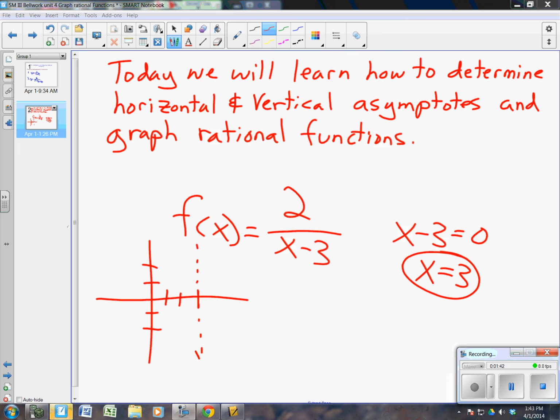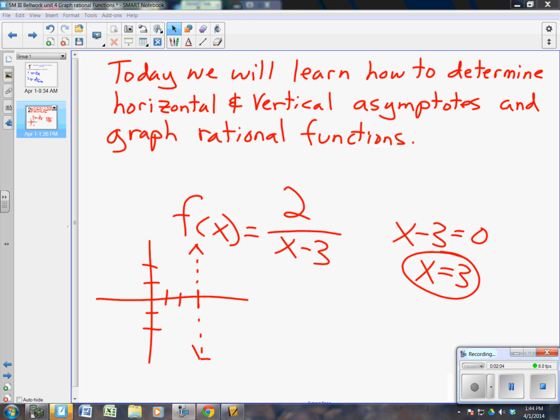So if you were to go to your graph, it would look like that. You would put a vertical asymptote right there. Remember, asymptotes are just kind of like imaginary barriers that the graph will get closer and closer to, but not cross. Okay? It will not touch them. So that is an example of finding vertical asymptote.